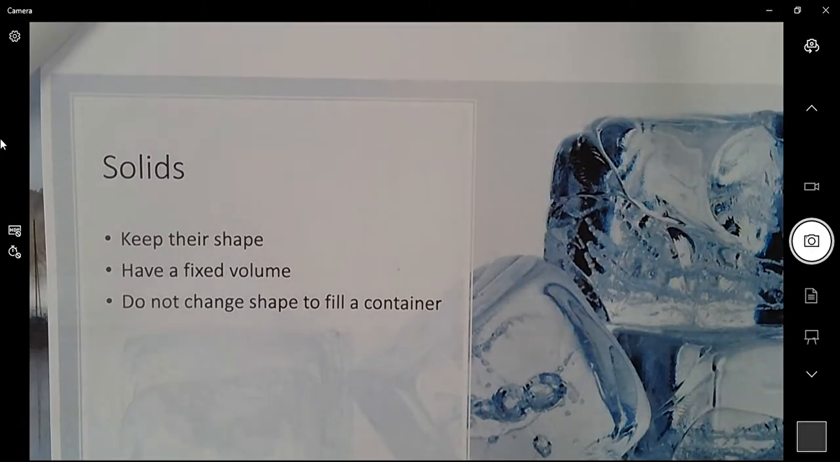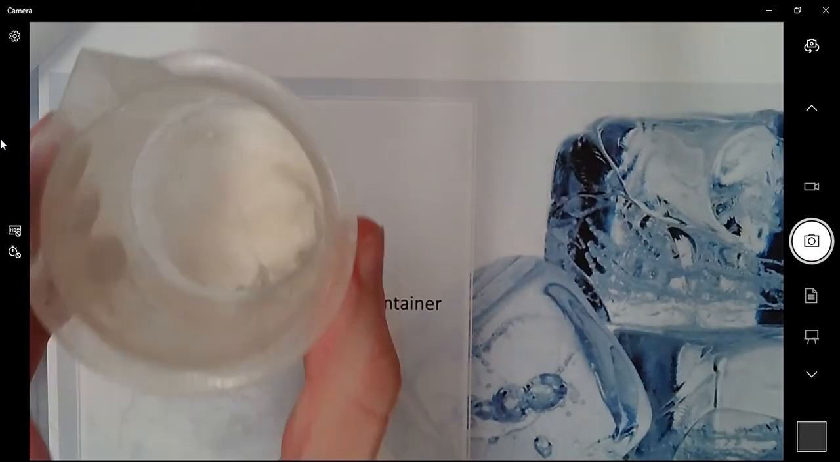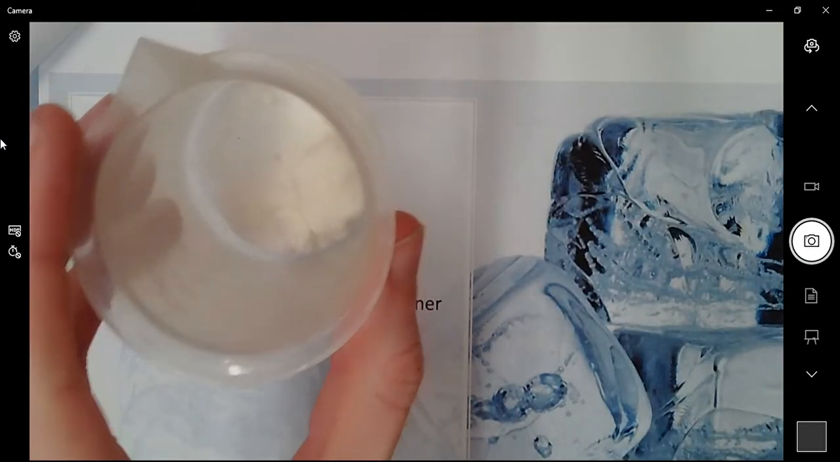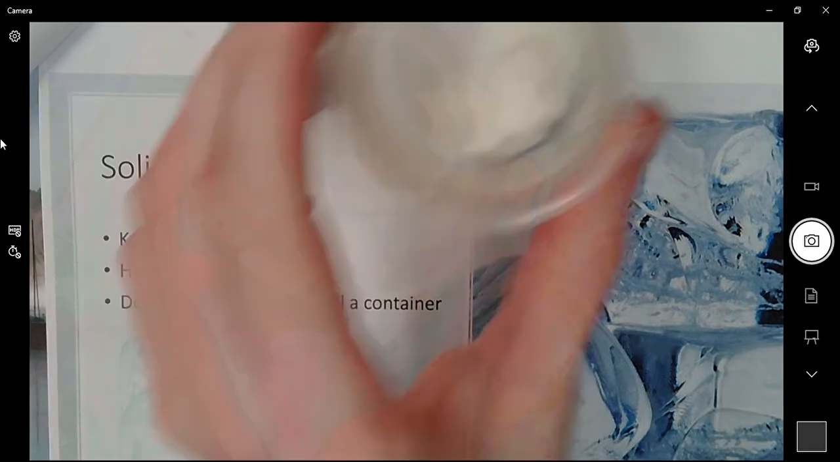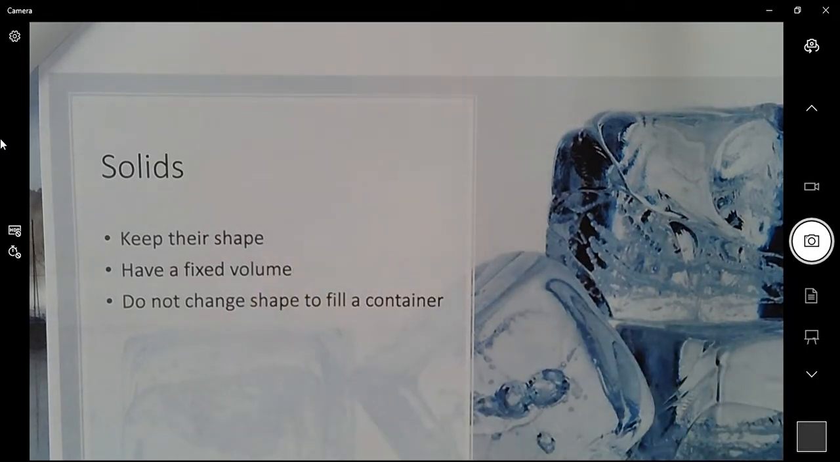So solids. We know that solids keep their shape. They have a fixed volume. There's a fixed amount of it. And they do not change shape to fill a container. So if I had this container and I tried to put loads of ice in it, ice would not change shape to fit into it. So ice is an example of a solid. Solids keep their shape, they have a fixed amount or volume, and they do not change their shape to try and fill a container.